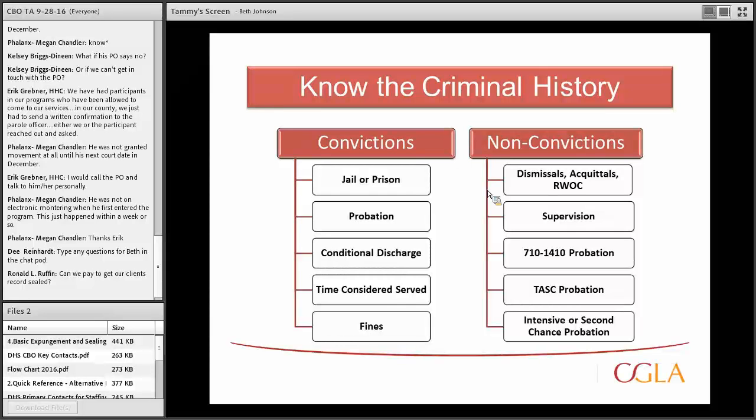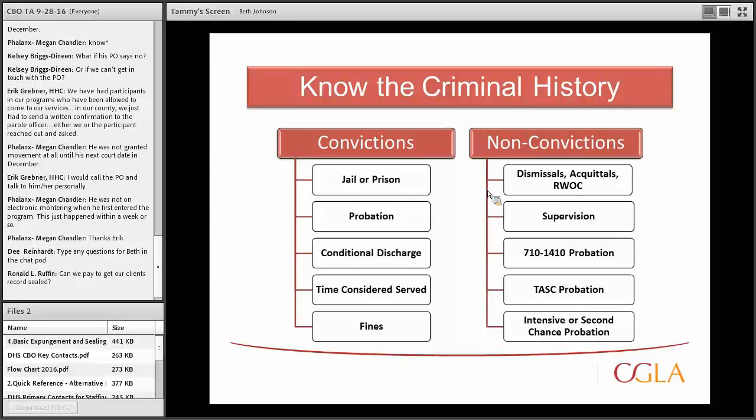So I think the main takeaway from this screen is it's not the finding of guilt that means you're convicted. It's not a judge saying you're guilty. It's not you pleading guilty. It's the sentence you receive that determines whether or not you've been convicted in Illinois. So on the left-hand column, any one of these sentences, jail or prison, probation, conditional discharge, those are all convictions. If you're found guilty or plead guilty and receive one of these sentences, those are considered convictions.